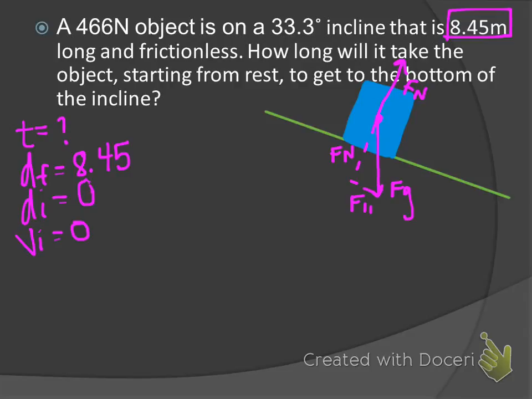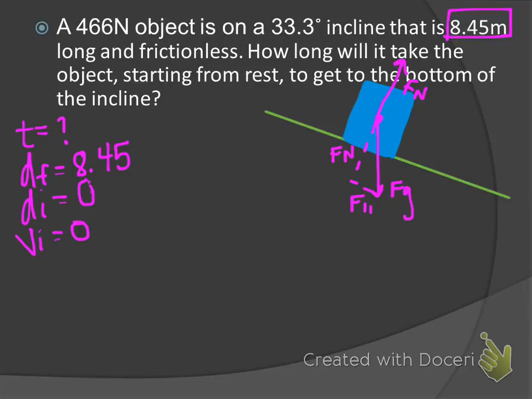Could we switch the final and initial displacement? You could. Because in the equation that we're going to need to use, df equals di plus vit plus 1/2 at squared, you're just going to subtract over that initial displacement anyway.